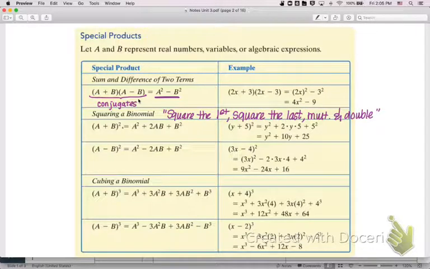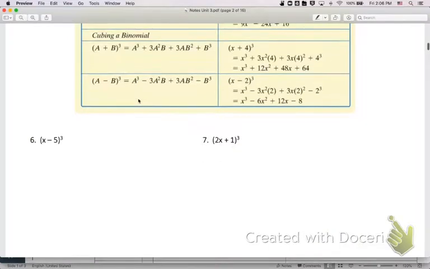Now the last one, cubing a binomial, this is a little bit harder to remember, and this is a formula that I expect you to know. I'm not going to provide this formula to you, so put it on a flashcard, start memorizing it now. When it comes to the cube of a binomial, notice the pattern here, because this is not a formula that I have memorized either. I just know how to build it. So the pattern is always this.